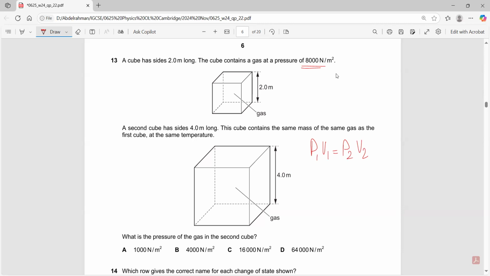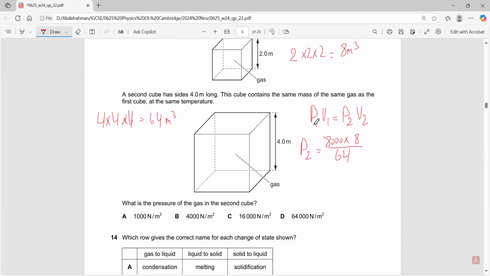What was the initial volume? The initial volume was 2 times 2 times 2, which is 8 meters cubed. What is the final volume? 4 times 4 times 4, which is 64 meters cubed. Can I find the final pressure? Yes, the final pressure P2 would be equal to P1, 8,000 times 8 divided by 64, giving you a final pressure of 1,000 newtons per meter squared.